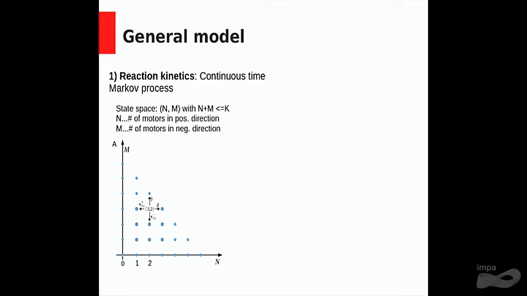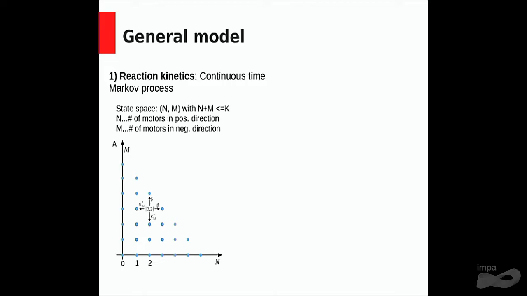Now, this is the model we formulated. First, a very general approach, where we formulate a continuous time Markov process. The state space is the number of motors being attached. So it's this tuple here: N is the number of motors in plus direction, M is the number of motors in minus direction, and capital K is the bound on the total number of motors. And so the state space is these points here.